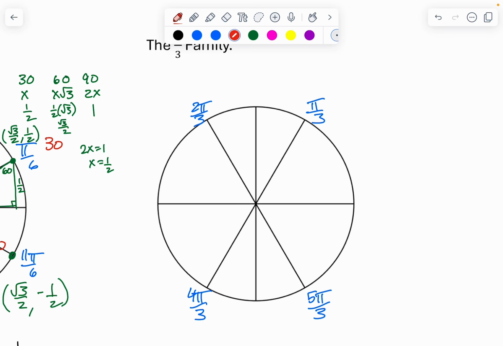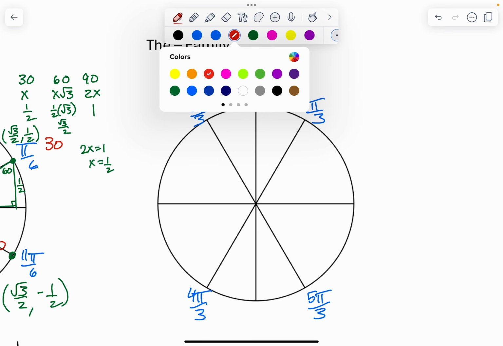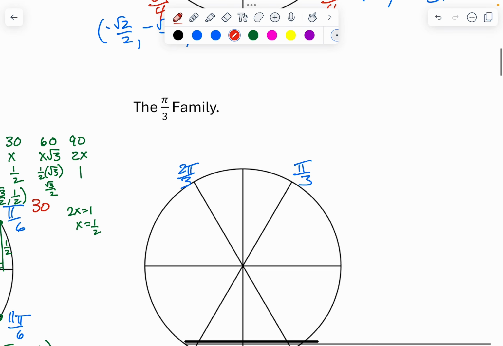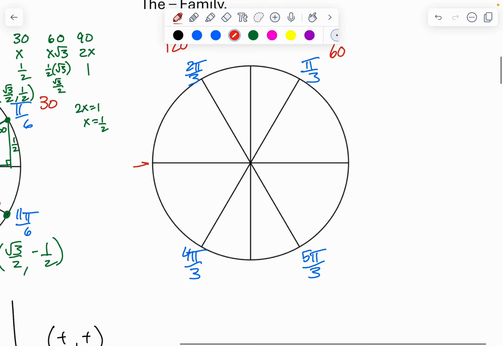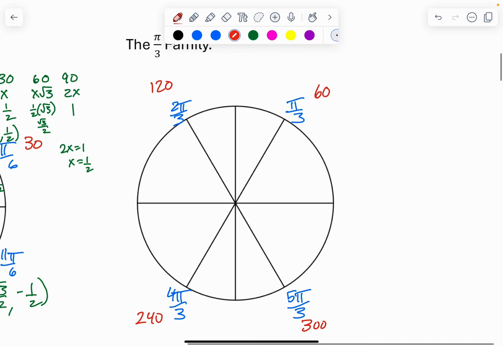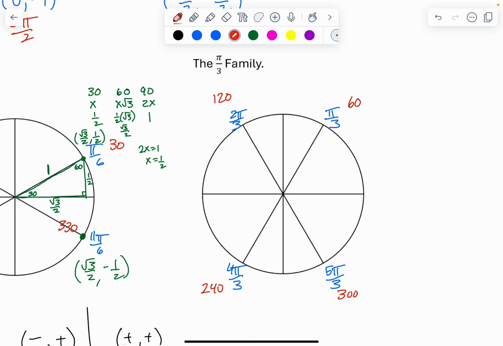Okay, when it comes to degrees, remember how we had that pi over 6? But the pi over 6 was 30 plus another 30. This is going to put us at 60 degrees. 60 beyond that is 120. 60 beyond that is 180 right here, but we don't want it. 60 beyond 180 is 240. 60 beyond that is 300. And 60 beyond that, we get back to 360. So there are the degrees and the radians for the pi over 3 family.